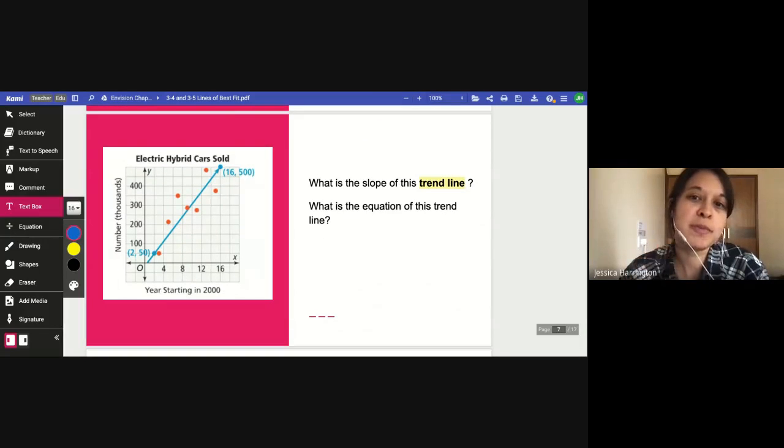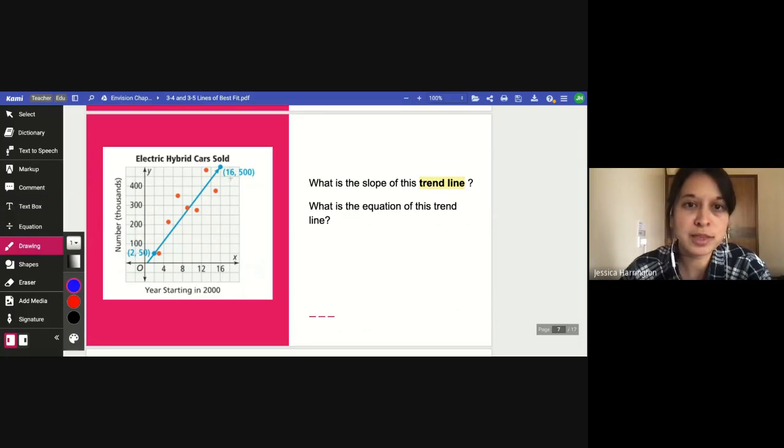So what's the slope of this trend line? How could we find the slope of this? Well, you'd find it just like you found any other slope, right? So I know 2 points here. I know this is my x2, y2, and this is my x1, y1. So for my slope, I can just set it up. It's going to be 500 minus 50 over 16 minus 2, right?